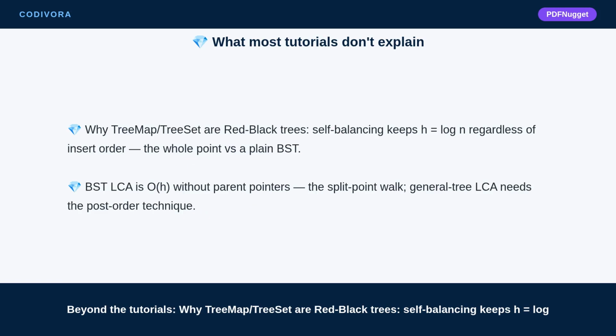And what most tutorials never tell you. Why TreeMap and TreeSet are red-black trees. Self-balancing keeps h equals log n regardless of insert order. The whole point versus a plain BST. BST LCA is O of h without parent pointers. The split point walk. General tree LCA needs the post-order technique.